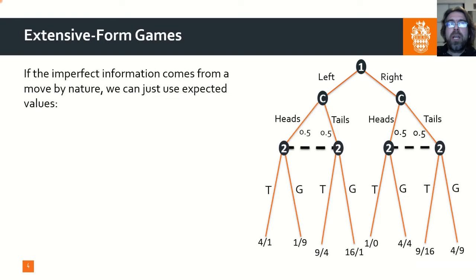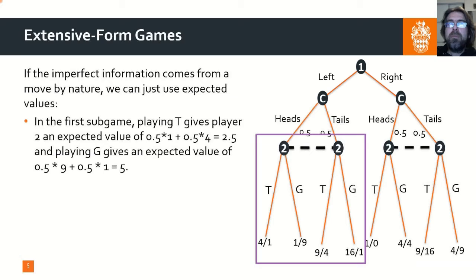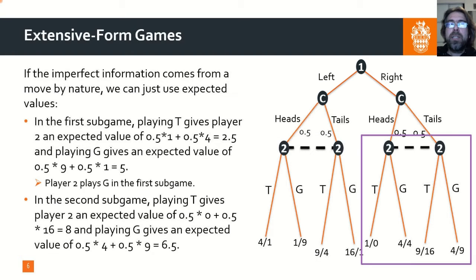If the imperfect information comes from a move by nature, we can just use expected values. Here in this game, player 1 makes a decision, then there's a coin toss, and then player 2, unable to observe the result of the coin toss, has to make a decision between T and G. In the first subgame, playing T gives player 2 an expected value of 2.5, and playing G gives an expected value of 5. So player 2 plays G in the first subgame, and in the second subgame, playing T gives player 2 an expected value of 8, and playing G gives an expected value of 6.5. So player 2 plays T in the second subgame.